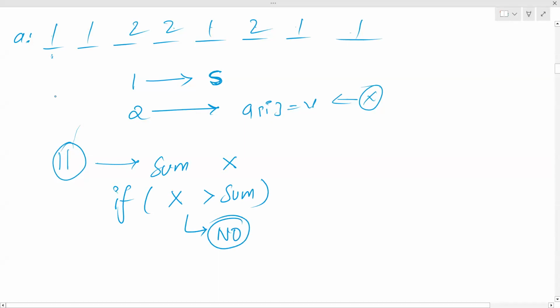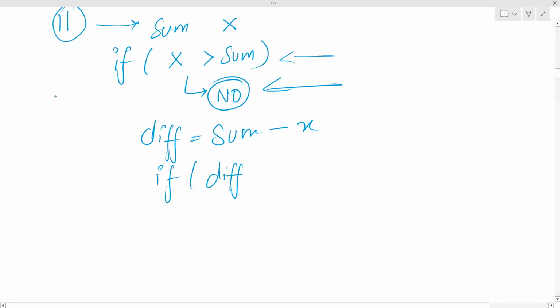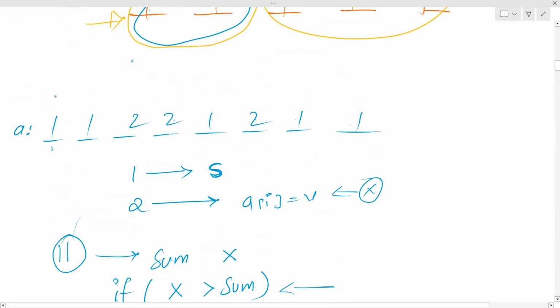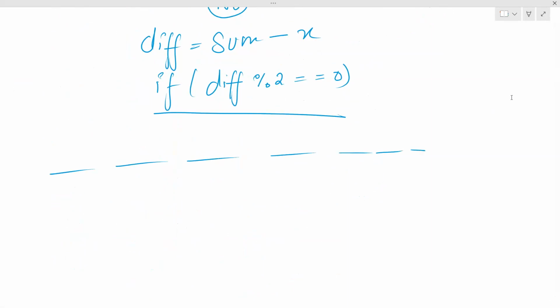Straightforward, the answer is no. You don't have to do anything. Now pay attention. Because I have discarded the cases when X was more than sum, now consider sum minus X. So this is my difference. Now let's say this difference turns out to be divisible by 2. What do you think? Is our answer possible? Now look at this array. My claim is the answer is always possible in this case. Always possible. Why?